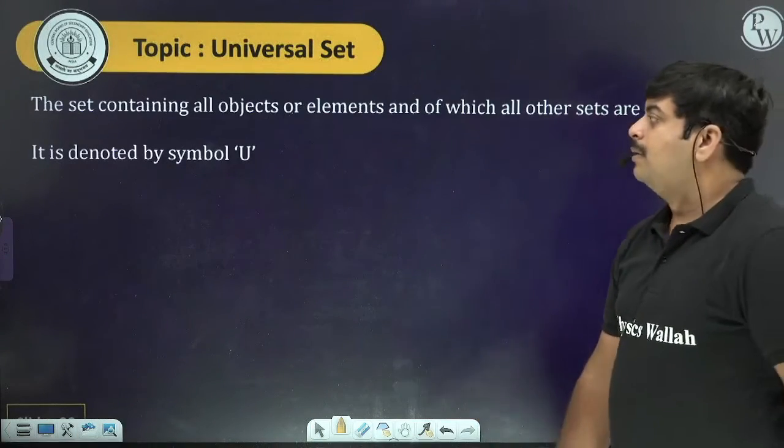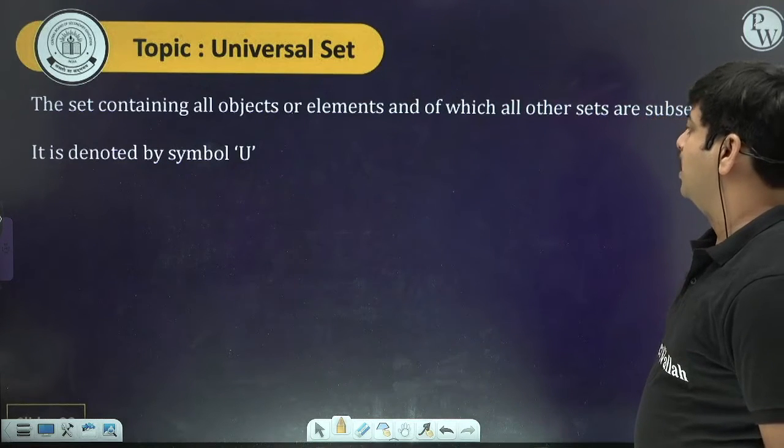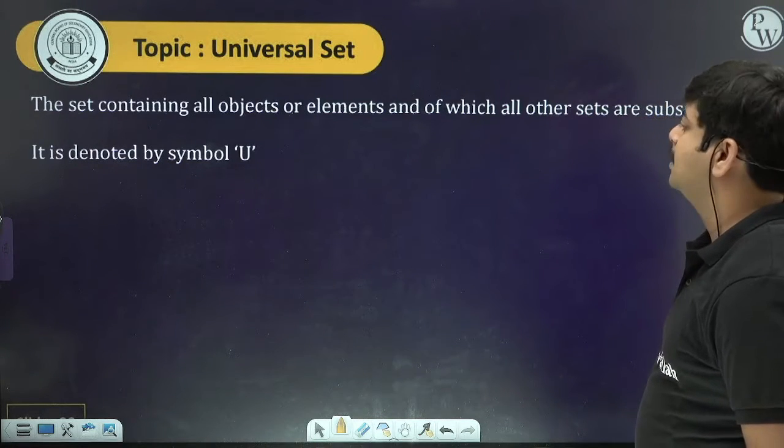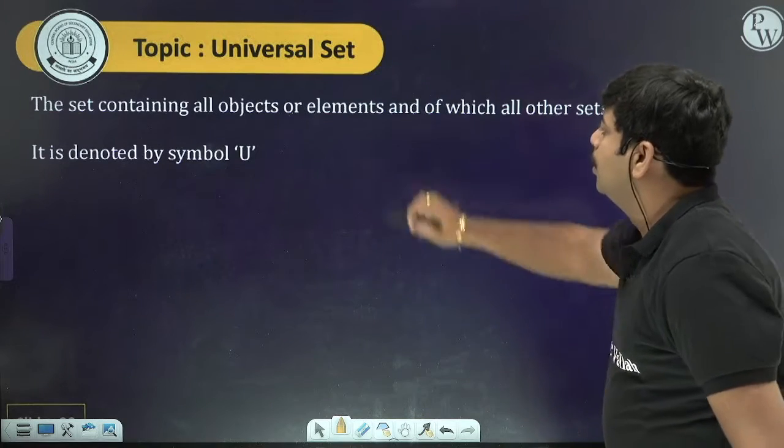Next one, people. The set containing all objects or elements, of which all other sets and subsets are a part, is called the universal set.